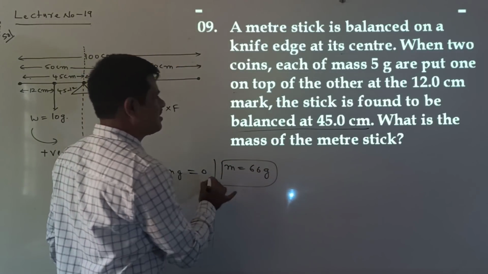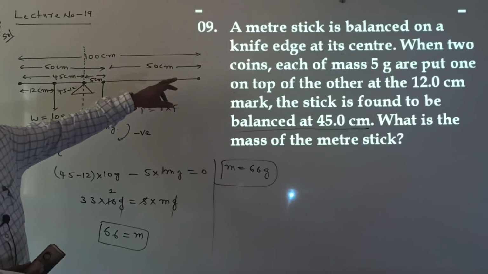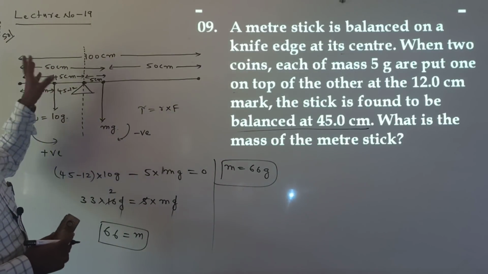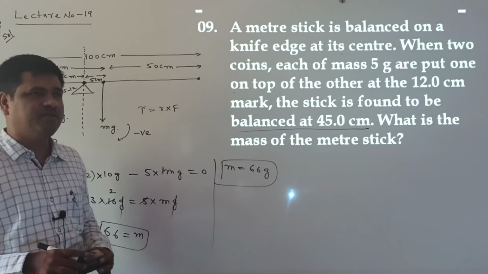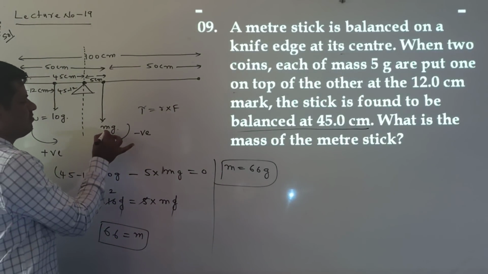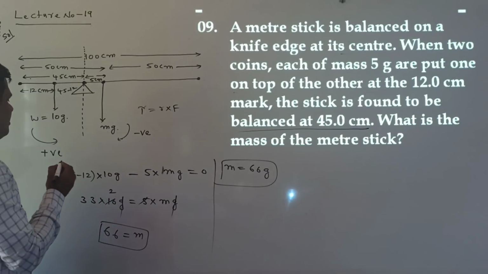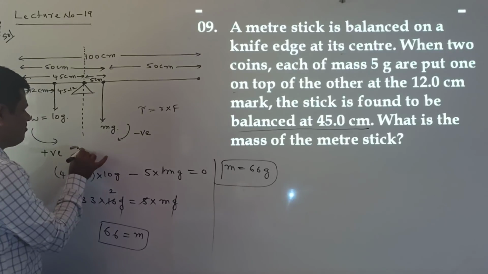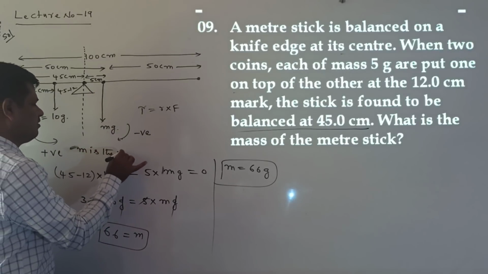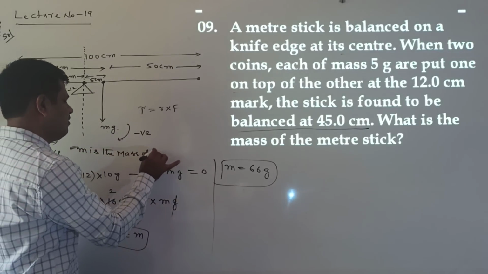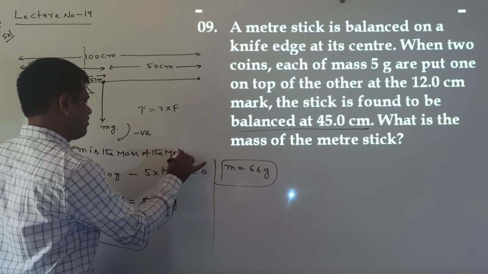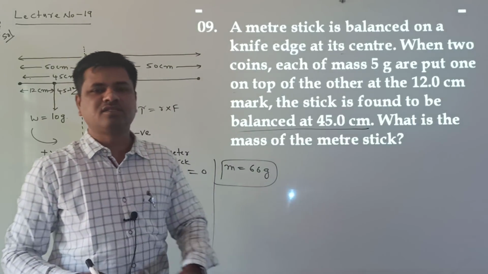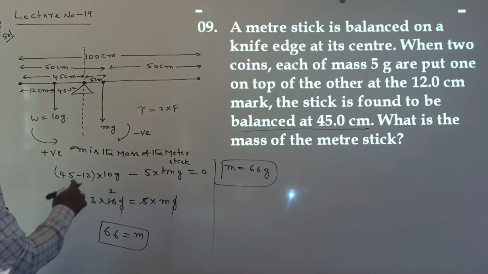This is what is asked: a meter scale. What is the mass of the meter stick? Let M be the mass of the meter stick. We already considered m; m is the mass of the meter stick. That mass we are getting as 66 grams. Right, once again listen here.